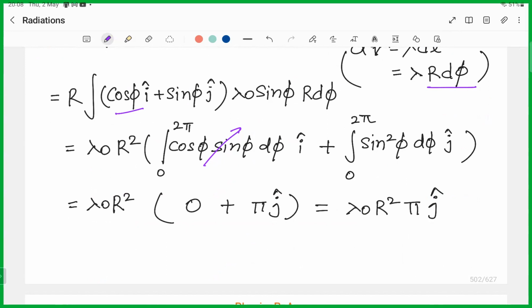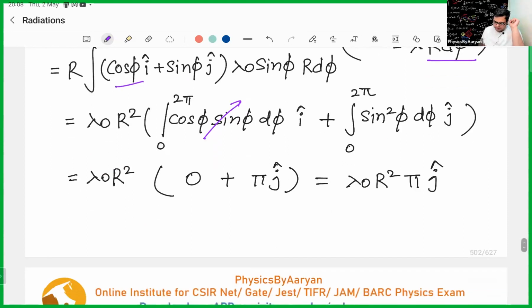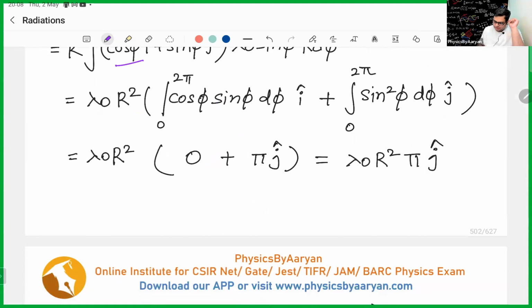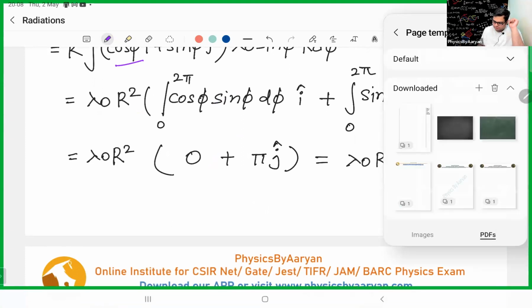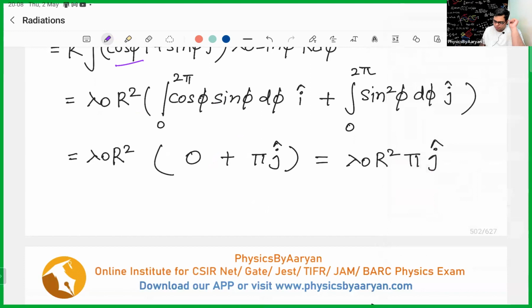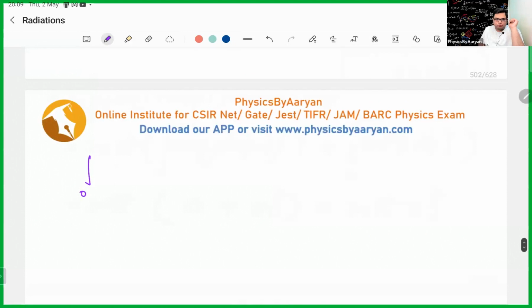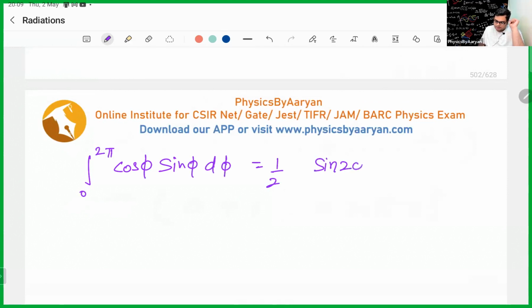Sir, could you repeat how to do the integration, sir? Sure. Very simple. Let me do this. So let's say you want to solve this integration. One is cos phi into sine phi into d phi. If I multiply and divide by 2, I get sine 2 phi into d phi, from 0 to 2 pi.